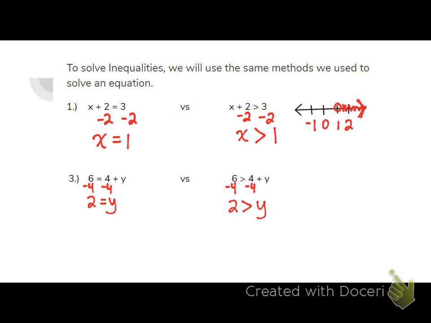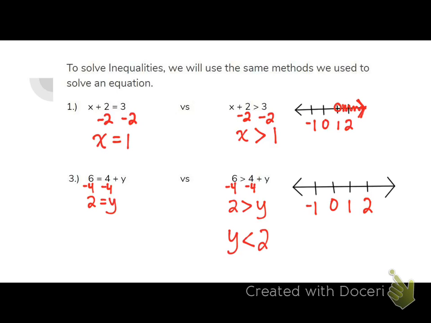But before I can graph this one, what do I need to do? Switch it. We need the variable to be on the left side. Okay, so if I switch the y and the 2, what else has to switch? The symbol in the middle. So it's going to flip around the other way. Now instead of a greater than symbol, we have a less than symbol.